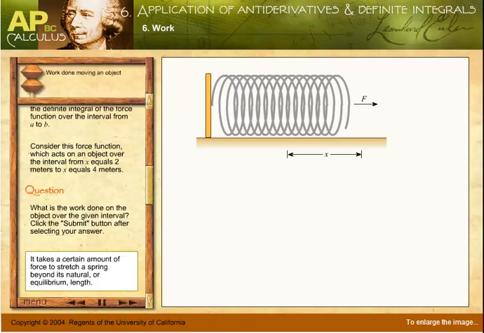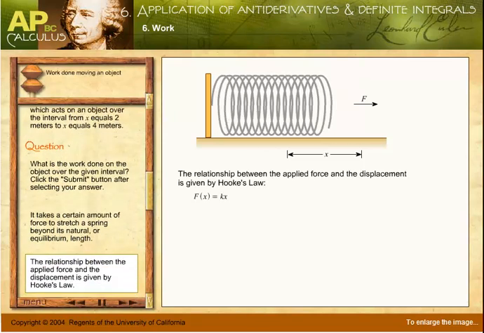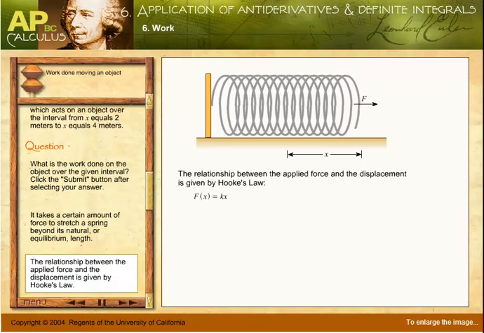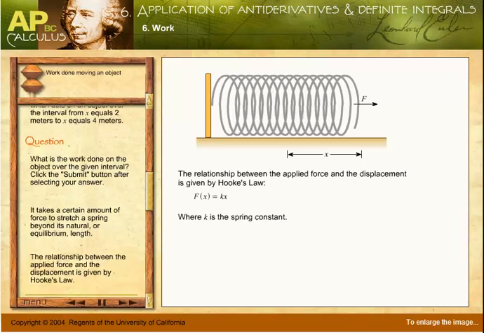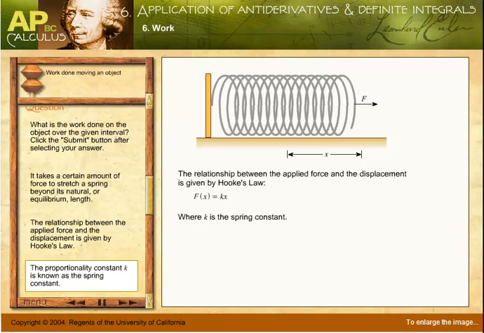It takes a certain amount of force to stretch a spring beyond its natural or equilibrium length. The relationship between the applied force and the displacement is given by Hooke's law. The proportionality constant K is known as the spring constant.